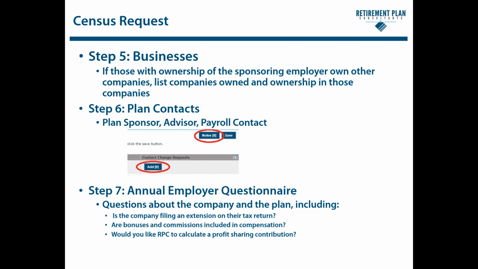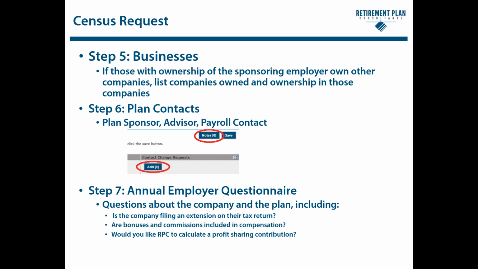Step 6 is about plan contacts. This is where you will verify the current contact information for the primary plan contact, secondary plan contact, advisor, or payroll contact. Please note that you can only have one primary plan contact listed, but you can have multiple secondary plan contacts, payroll contacts, or advisors. You can update this information by adding a contact change request next to the contact you are wishing to change, or by adding a note via the upper right-hand corner.